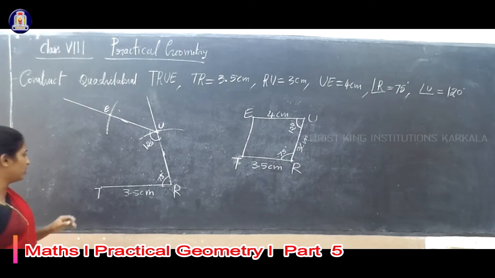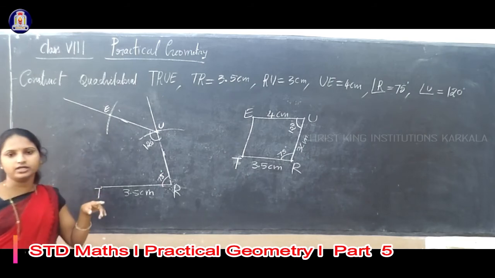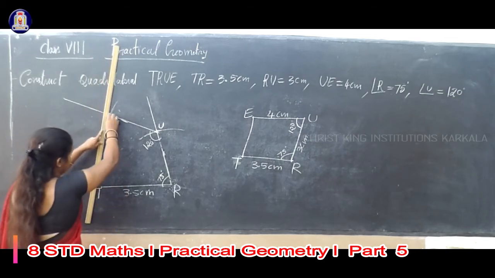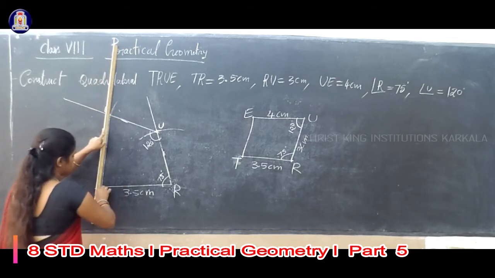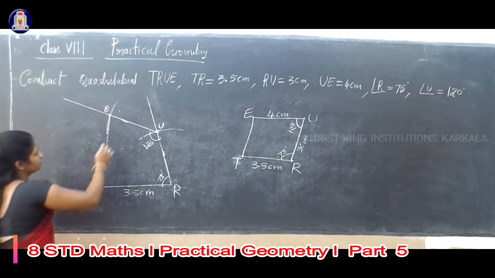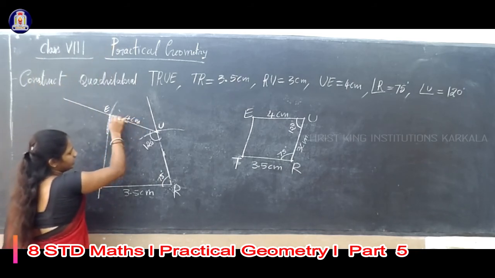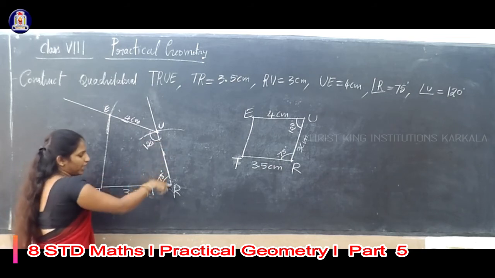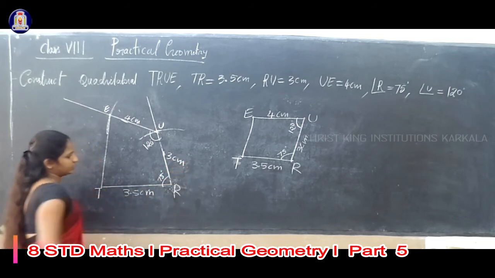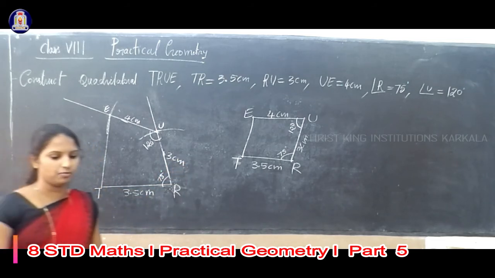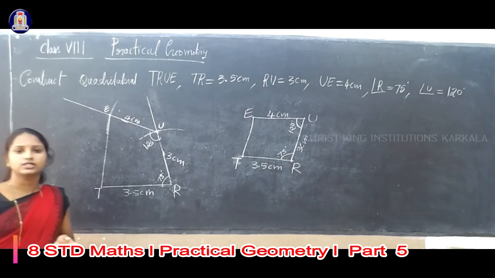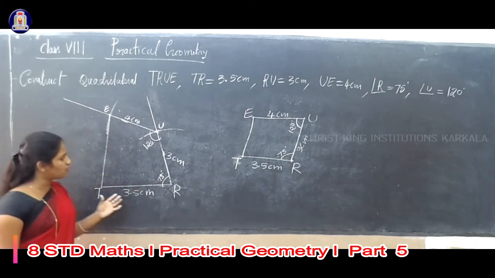Now you have to join UE. So what is UE? UE is 4 centimeter. We know RU, or UR, is 3 centimeter. So write like this. Then we get the shape of a quadrilateral. Which quadrilateral? That is quadrilateral TRUE.